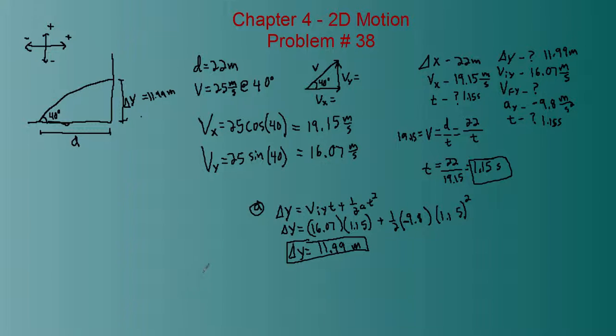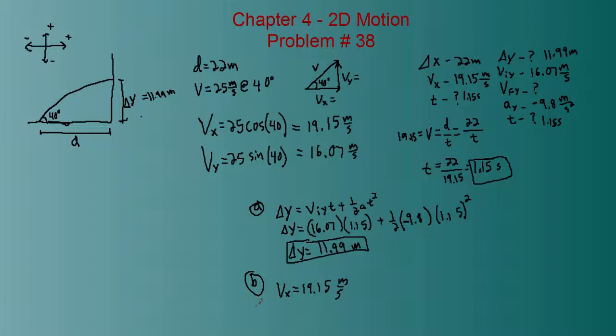Part B wants us to... actually, B and C are related. What are the horizontal and vertical components of the velocity as it hits the wall? Horizontal, super straightforward, right? There's no acceleration in the horizontal, so this is always the speed in the x direction. So Vx is 19.15 meters per second.